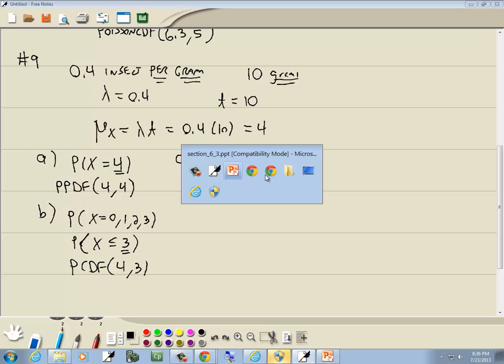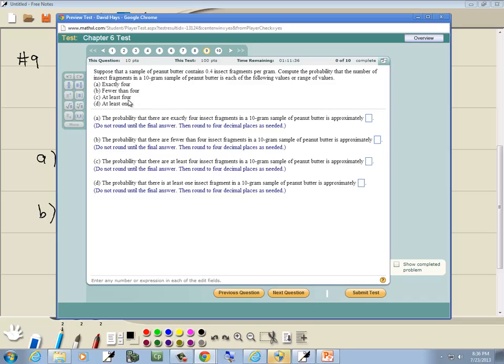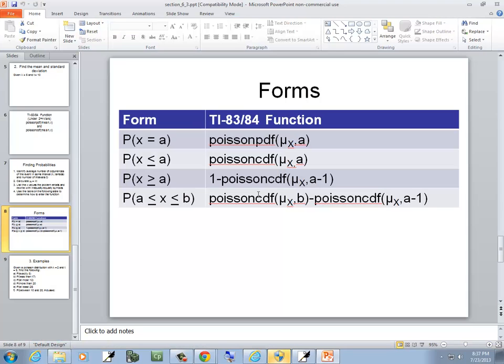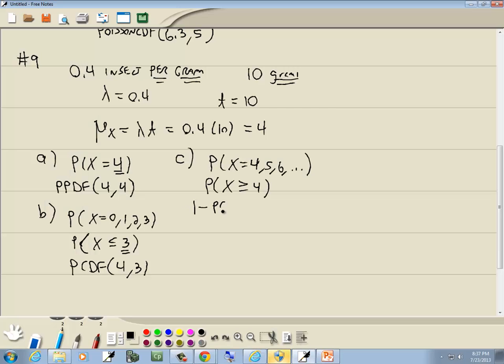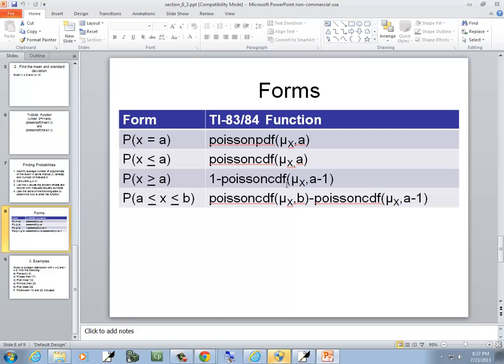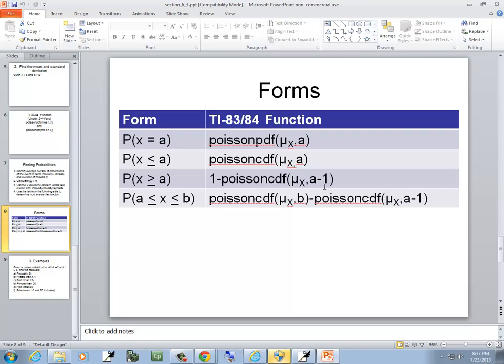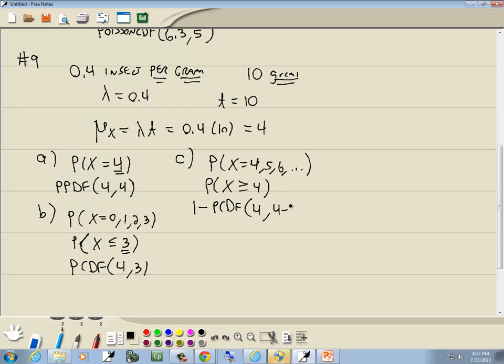Okay, C. The probability that at least 4. At least 4 means 4, 5, 6, forever. Inequality-wise, that would be x is greater than or equal to 4, which would be our third form. So we'll do 1 minus Poisson CDF. Mean, which was 4, comma, A minus 1. And this is our A again, so this would be 4 minus 1. And that'll give us our answer.